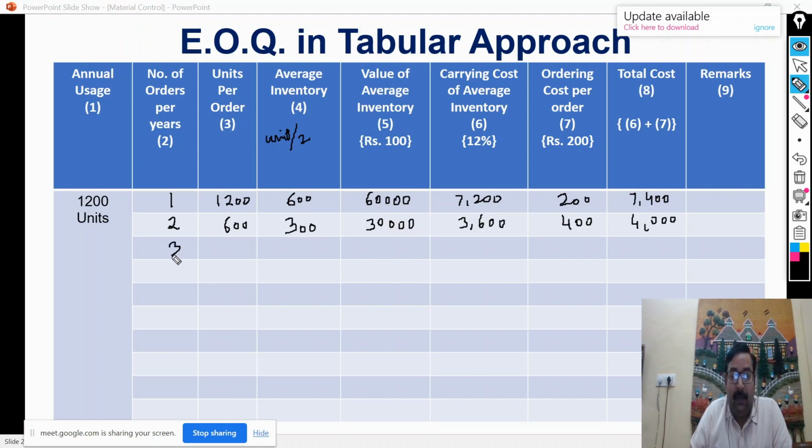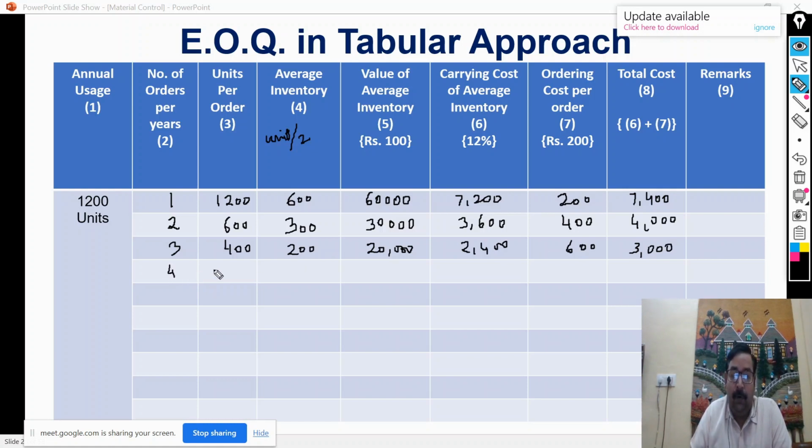In case of 3 orders, units per order is 400, average inventory 400 divided by 2, and the total value of inventory is 20,000. Then 12% of 20,000 is 2,400, and the ordering cost 200 into 3 is 600. Then total inventory cost is 3,000.